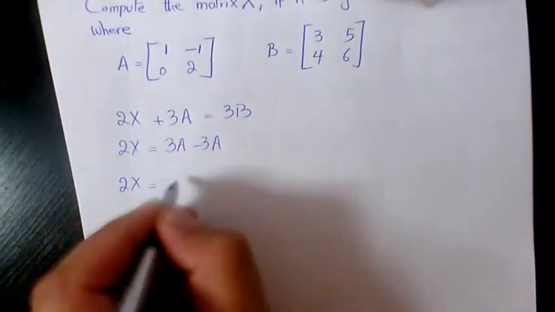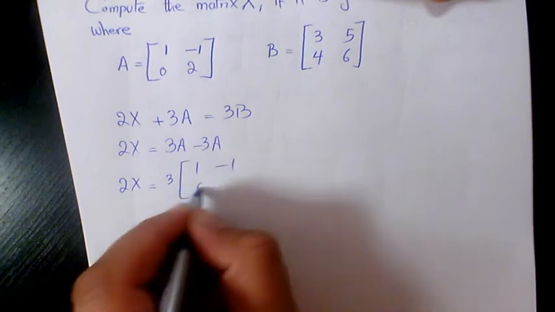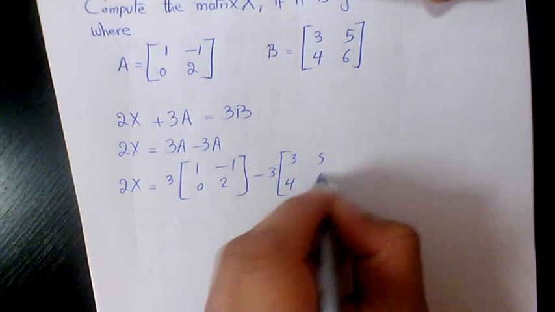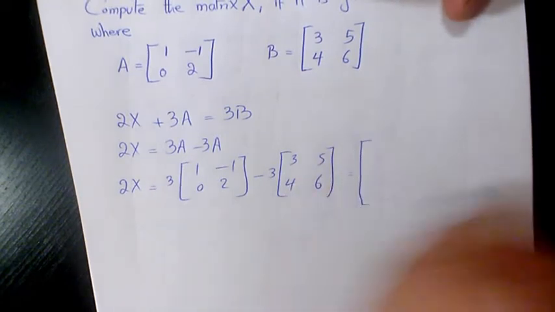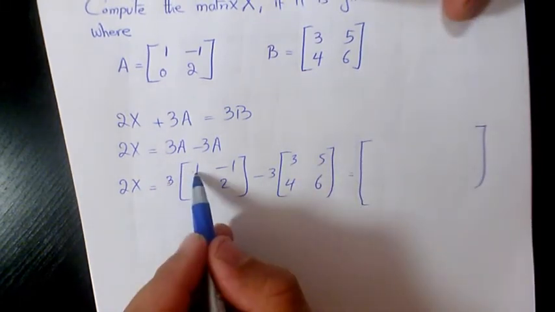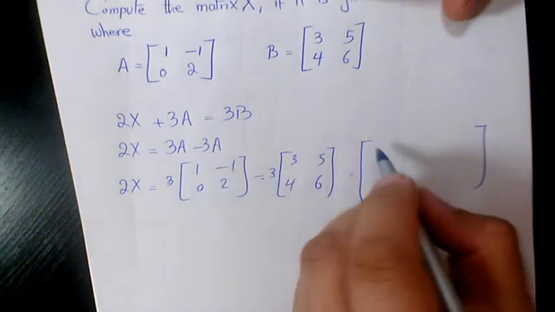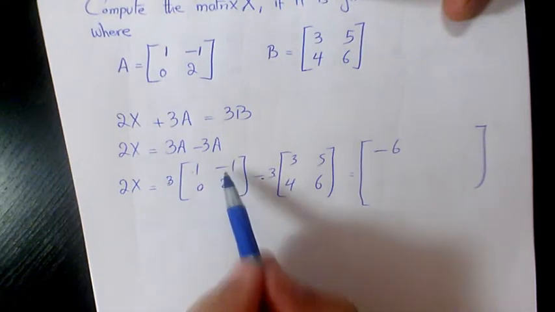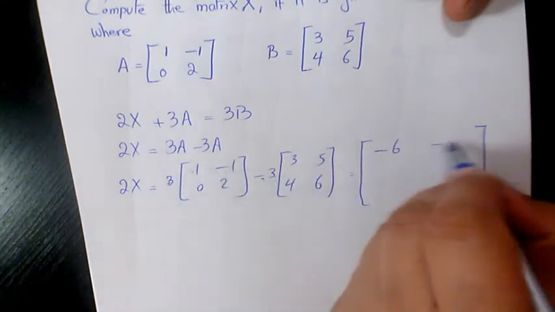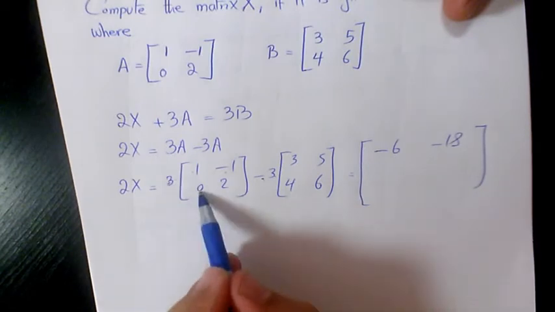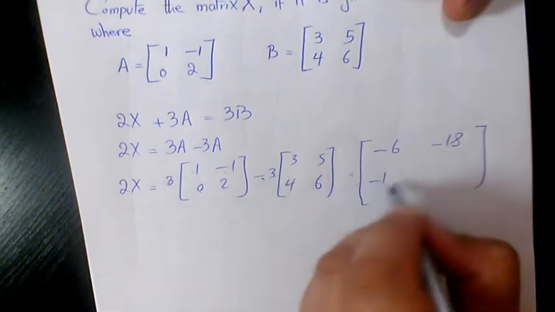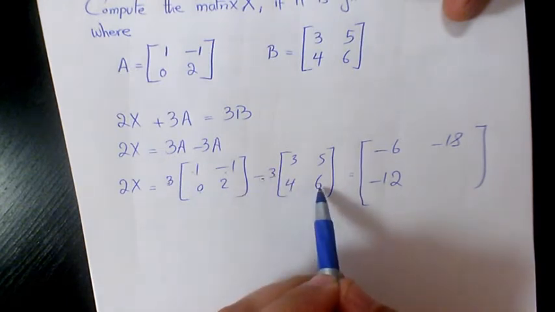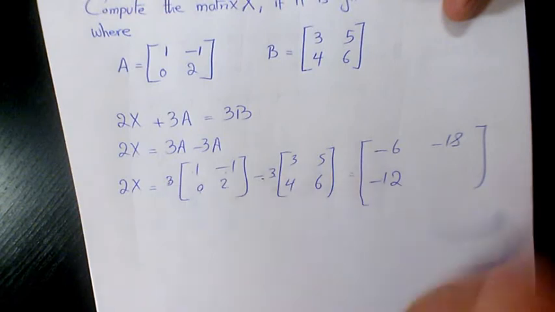So 2x is 3 times B, 1, negative 1, 0, and 2, minus 3 times A, 3, 5, 4, 6. That's going to be 3 times 1, 3, minus 3 times 3, 9. So 3 minus 9 is going to be negative 6. 3 times negative 1, negative 3. Here we have negative 15, so negative 18. 3 times 0, 0. Negative 3 times 4, negative 12. 3 times 2, 6, minus 3 times 6, 18. Negative 18 and 6, negative 12.